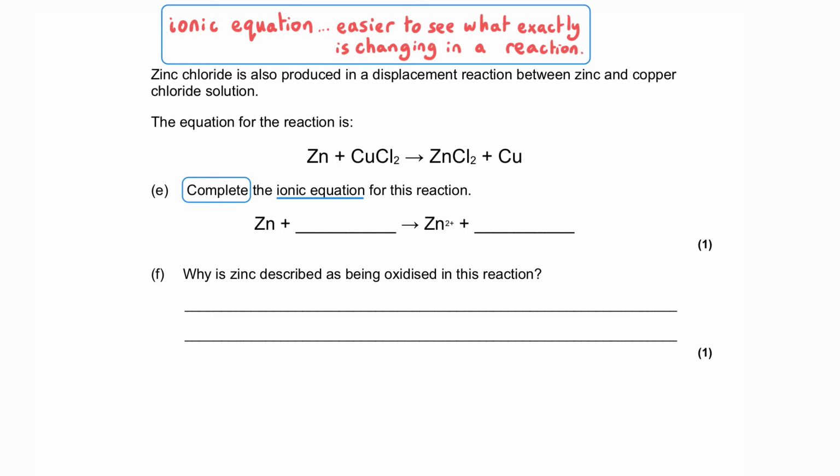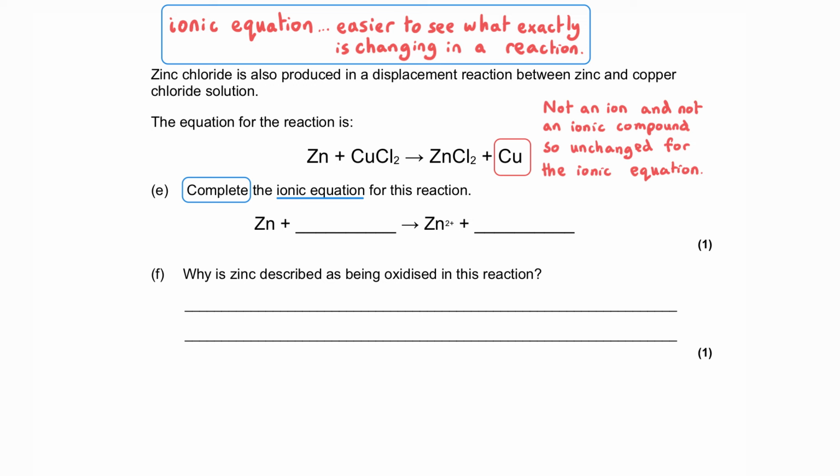And we've got part of the equation already begun. We have the zinc atoms as reactants turning into zinc ions in the 2+ charge. And so what's not mentioned here at all is the copper chloride and the element copper. And I suggest we start with the element copper. Since it is not an ion and not an ionic compound, the copper will be unchanged for the ionic equation. And so we can just write the symbol for copper in this space here.